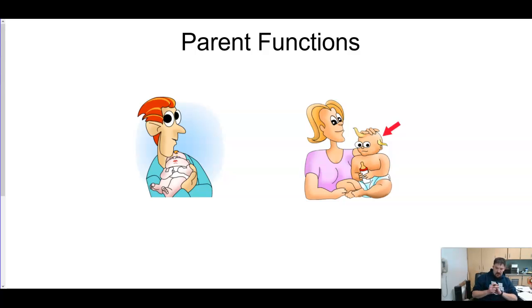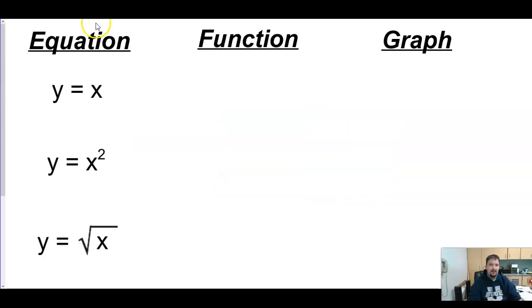Parent functions. We're going to look at some basic functions, 6 of the most basic functions that we have. We're going to name these functions. We're going to graph the functions and show you what the equations look like for these functions. This is pretty important because for the rest of this unit, everything we do is going to refer back to these 6 parent functions. Okay, so let's take a look at what they are.